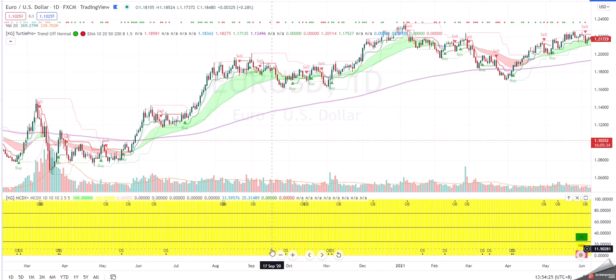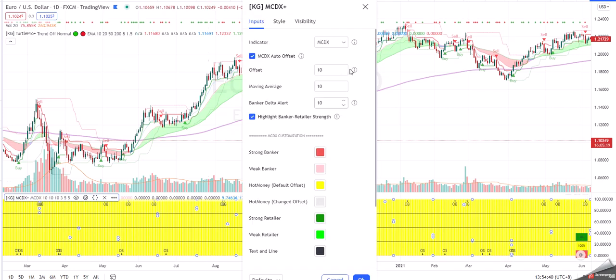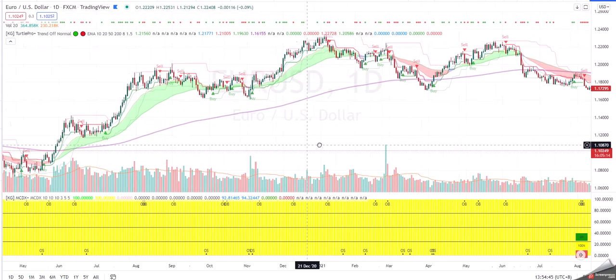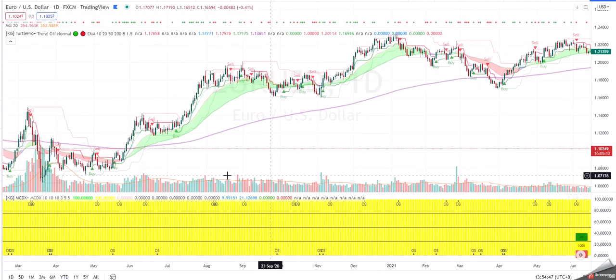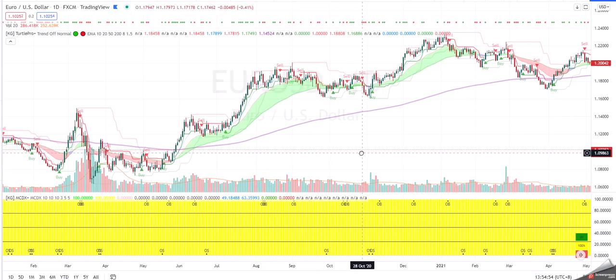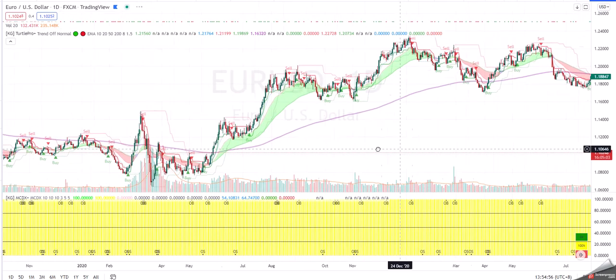Hi, I'm getting a lot of requests to make a video to further explain MCDX, especially how to use it to trade Forex and gold. For this MCDX, by default, the offset setting is 10. For most Forex pairs, because of their volume differences, they have a different volume profile compared to stock. So we need to do a little bit of settings for that.